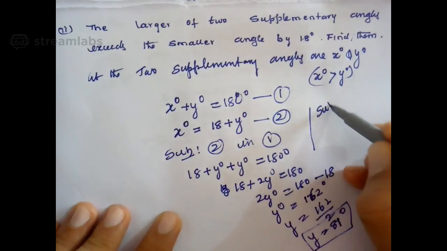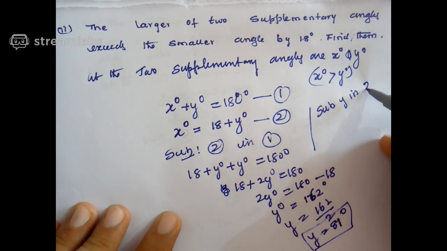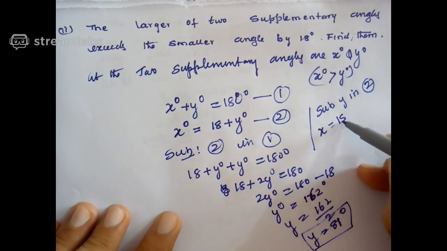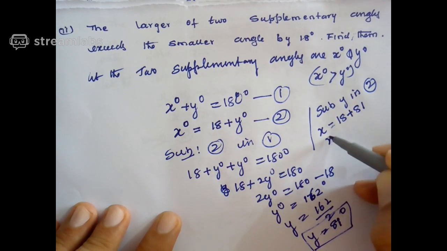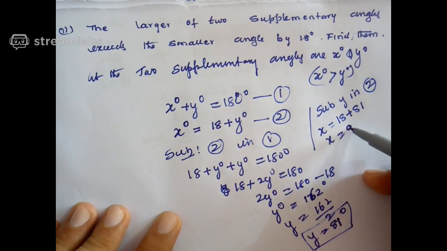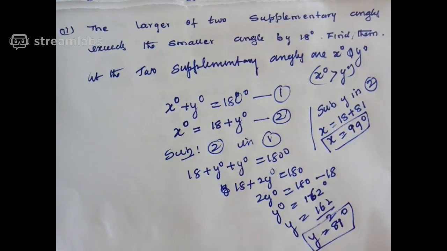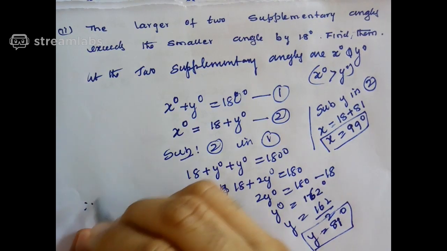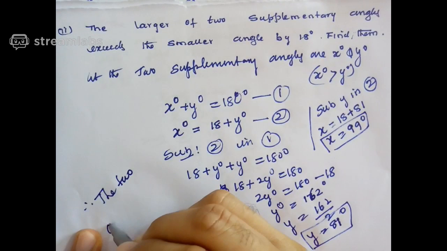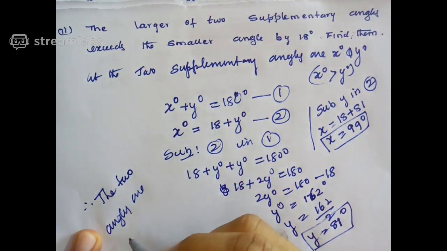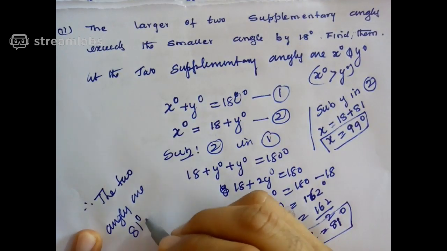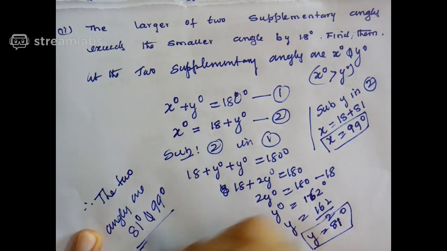Then substitute y in 2. That is x is equal to 18 plus 81. So x is how much? It is 99 degree. x is 99 degree and y is 81 degree. So these are the two supplementary angles. Therefore, the two angles are 81 degree and 99 degree.